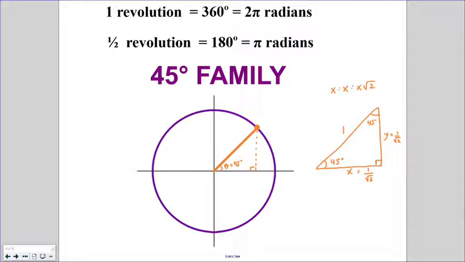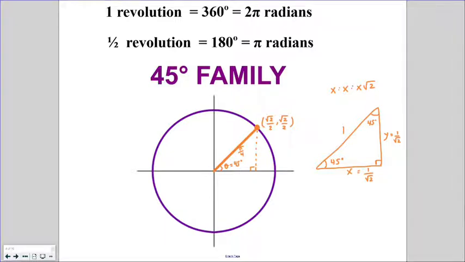So that leaves us with the ordered pair, root 2 over 2 here, for both the x and y coordinates. All right, now that was 45 degrees. Remember that 45 degrees is pi over 4 radians.